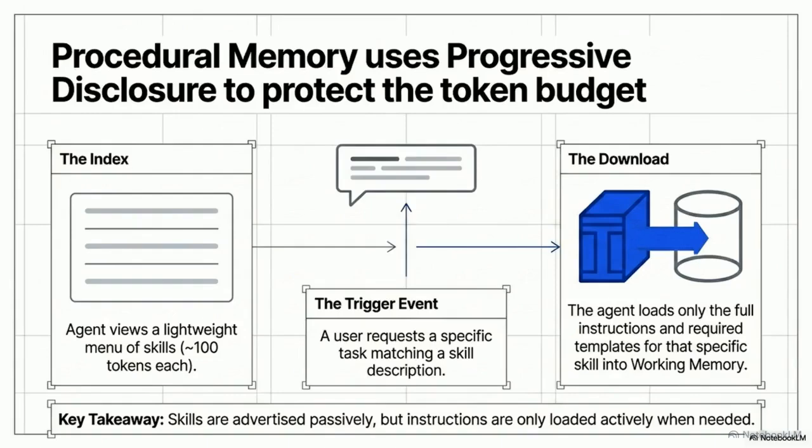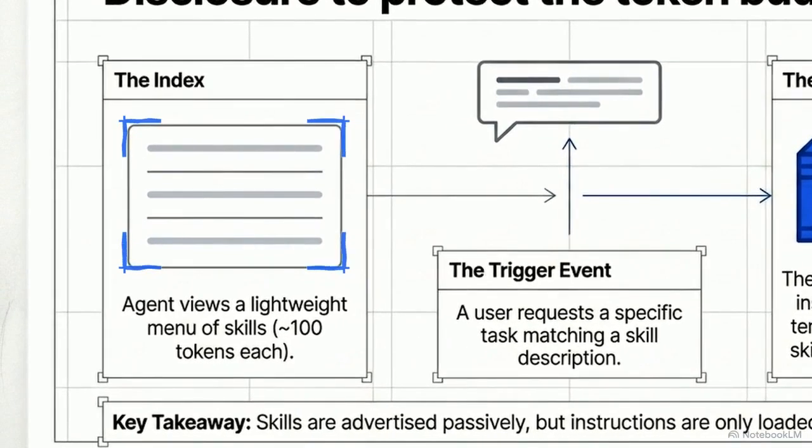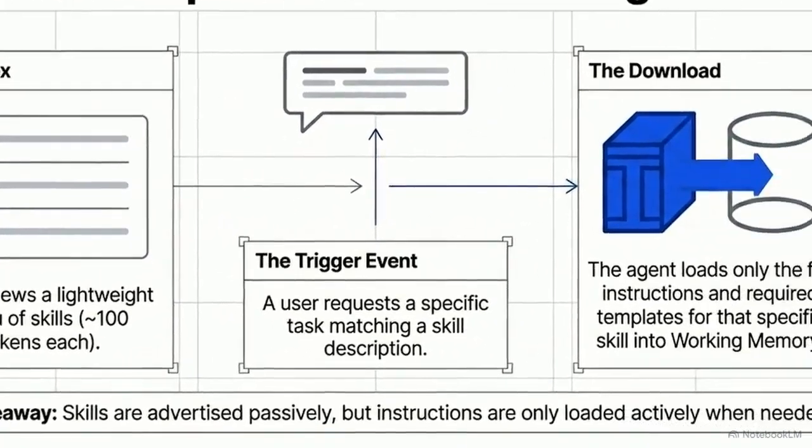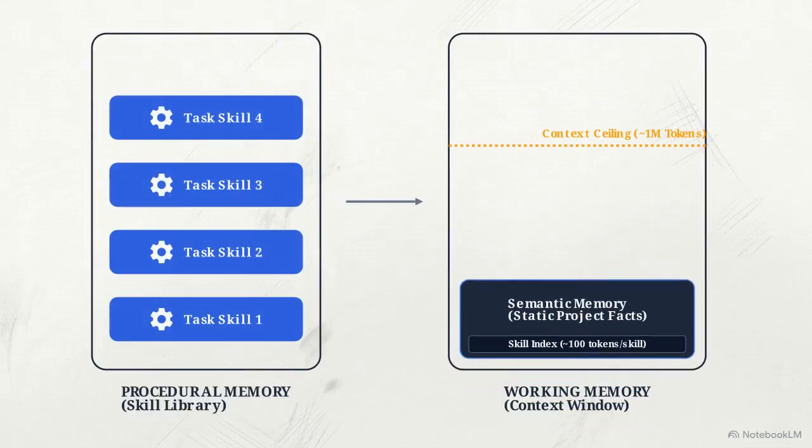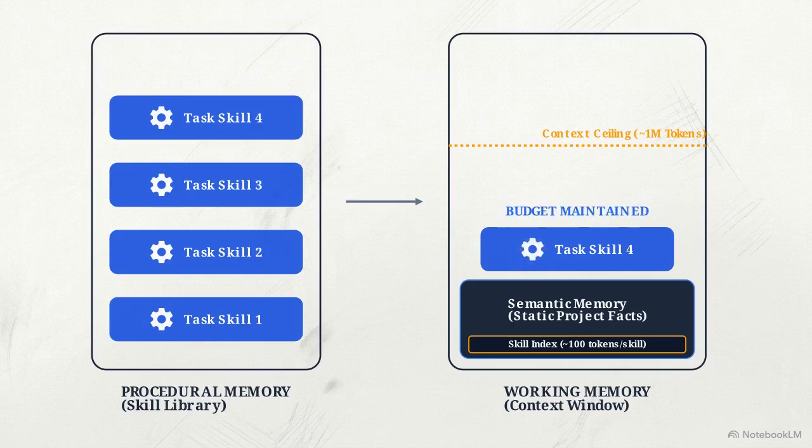Looking left, the agent initially views a lightweight index of available skills. Heavy instructions are only downloaded into the context window when a user's specific request actively triggers the need for that exact tool. Separating static project facts from active workflow execution allows the system to handle complex tasks without instantly maxing out its computing ceiling.